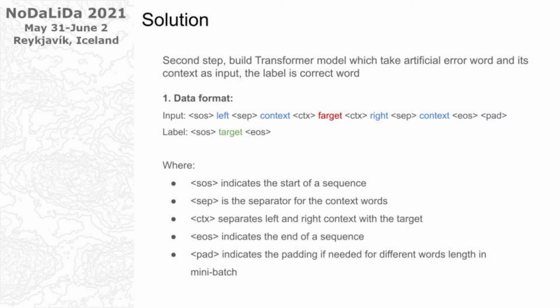We need some special indicators so the sequence-to-sequence model knows where the start of the sequence is, where the separator of context is, where the target is, and the end of the sequence. Further, if we train different word lengths in a mini-batch, a padding indicator is needed.